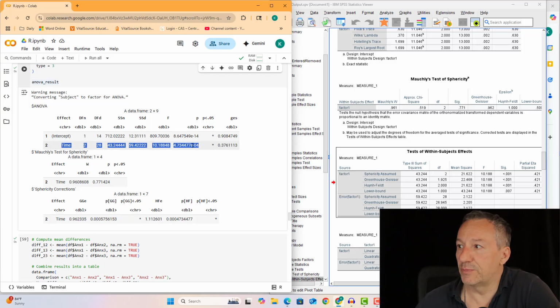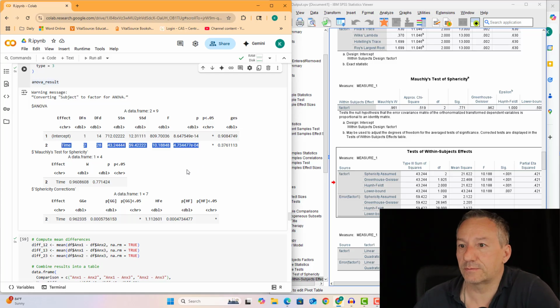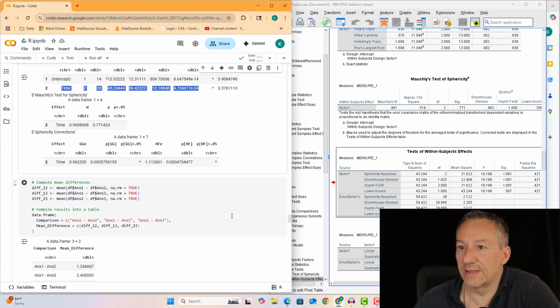Our p-value, it's pretty small. So again, it's that exponent, you'd have to move the decimal place over 4 times. So p less than 0.001. There's some other information there if you want to look at that, but I'm just quickly trying to get through this.